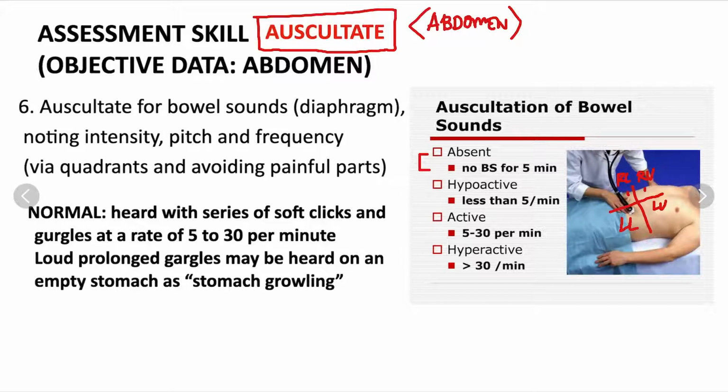Hypoactive means there's decreased or least activity, where you would be getting fewer than 5 gargles or clicks in 1 minute. Your normal active would be 5 to 30 clicks or gargle sounds in a minute. This is your normal range. This is your decreased. And then your hyperactive would be more than 30 clicks or gargles per minute when you're auscultating your quadrants.